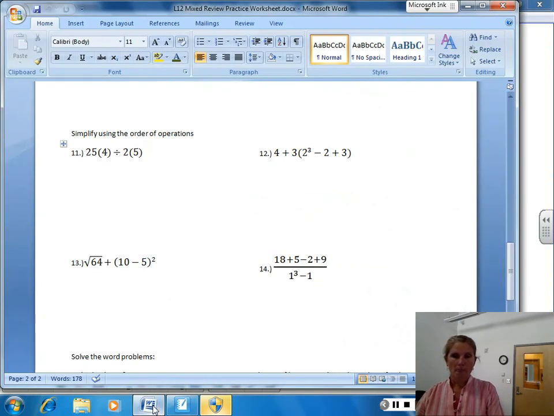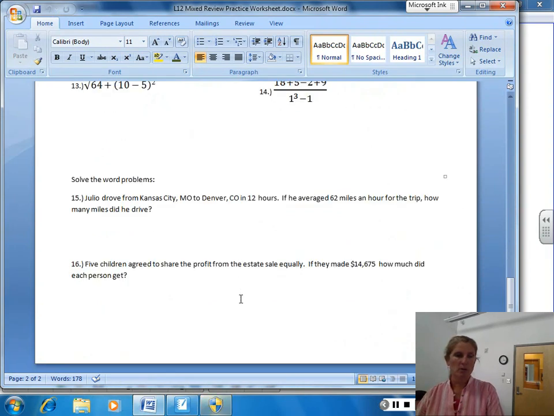Okay. And then we have a couple of word problems. And the word problems aren't the hardest in the world, but we just want to make sure that you know how to do that. Julio drove from Kansas City, Missouri to Denver, Colorado in 12 hours. If he averaged 62 miles an hour for the trip, how many miles did he drive? So we already are telling you what his average is. We're not asking you to find his average, which would indicate division.